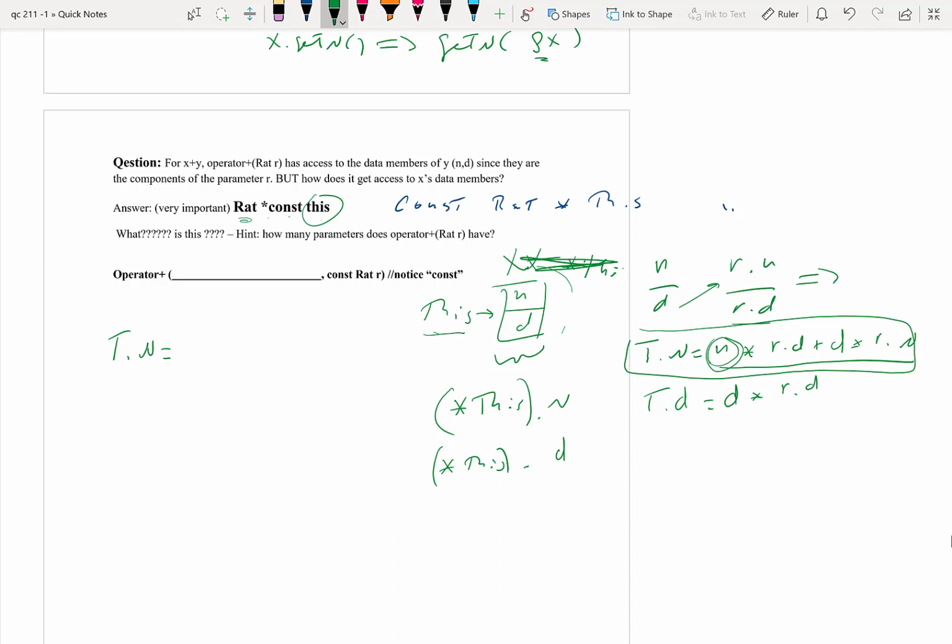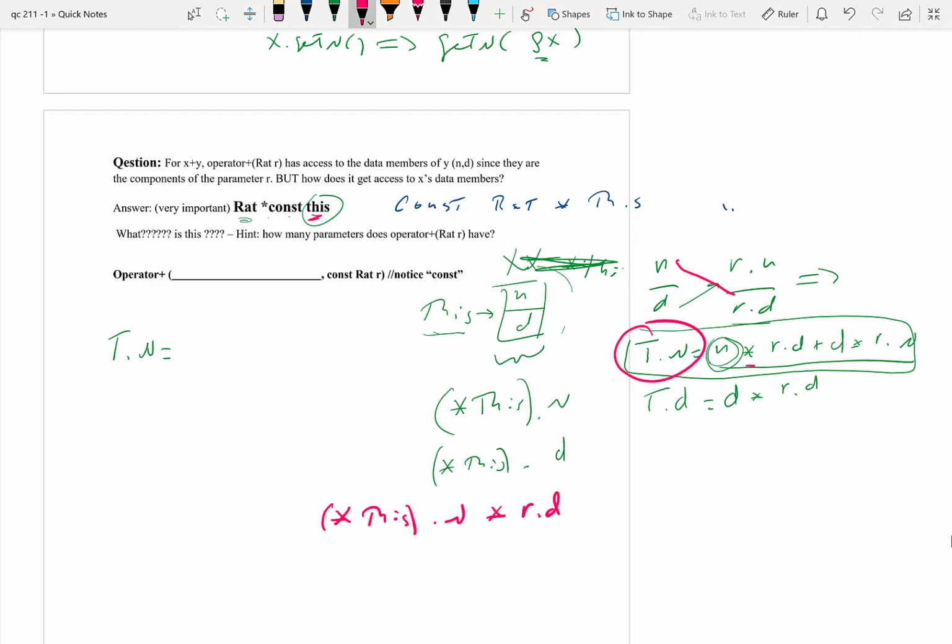We saw this many, many times. Spent a lot of time on this. So therefore, when I write tn, and I write it's n times r dot d, I can really write it as star this dot n times r dot d. Now, I don't want to do this, but if you do this, you can just try it. You'll see it works. So that's how C++ gets access to the numerator and denominator on the outside. It's important to know about this.